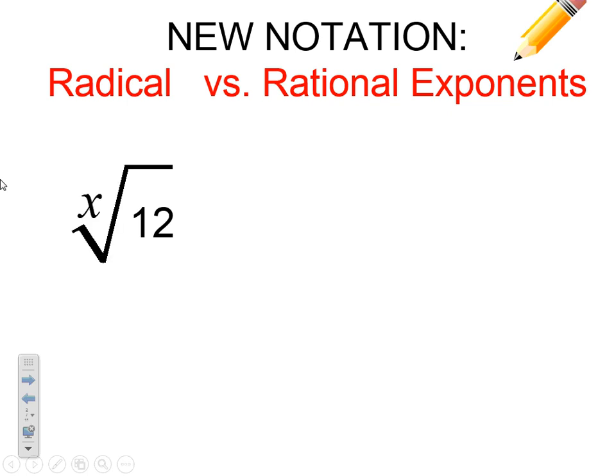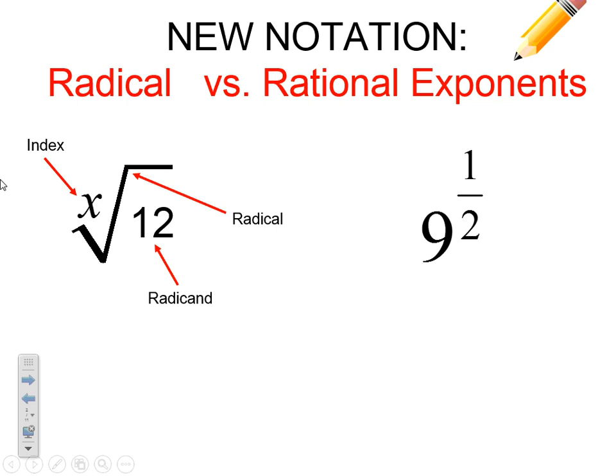So this one right here, this is a radical. We have our radical. We have our radicand, that's what is underneath it, and then we have our index, which declares what power we're going to be going to. Then on the other hand, we have our rational exponents, which is a number brought to a power of a fraction. Okay? Make sure we get this one down in our notes. This is called a rational exponent.